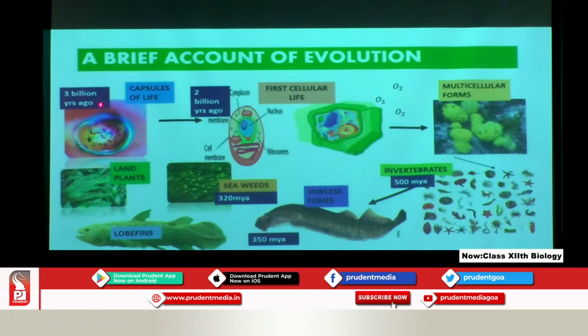When did it all start? 3 billion years ago with this non-cellular capsule. Then came the cellular life 2 billion years back. Then by chance it is possible that some of this cellular life might have become photosynthetic because they had the pigment, could trap the solar energy, and they started giving out oxygen.